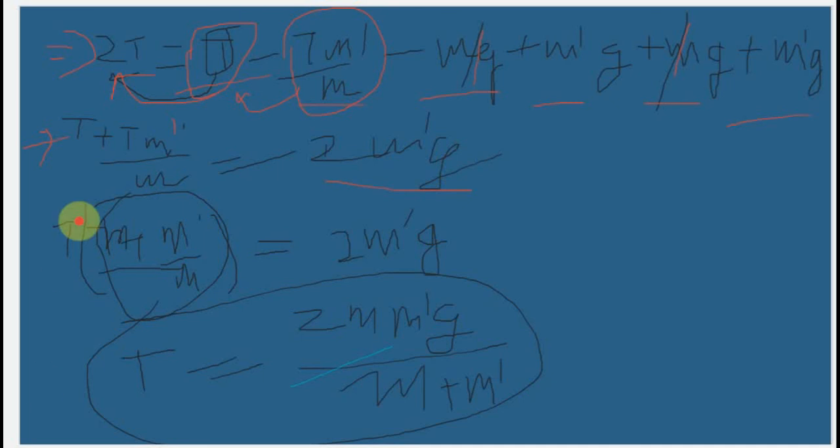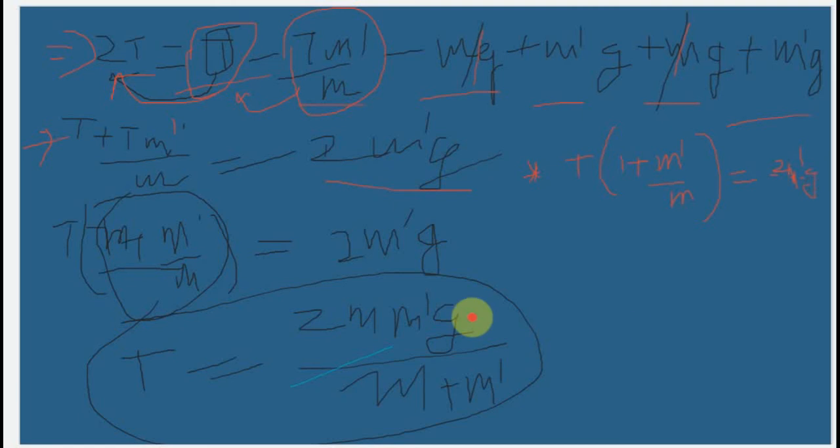Then we get that T plus T, T is common, we take T common, and then T into, look at first here because I did not write that, so look, T into 1 plus m prime upon m is equal to 2m prime g, that means 2m prime g.